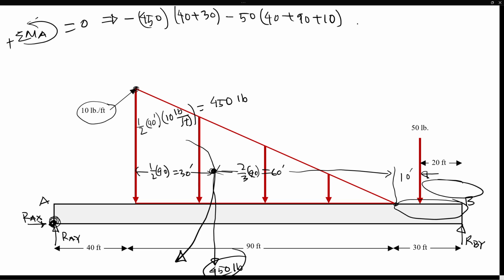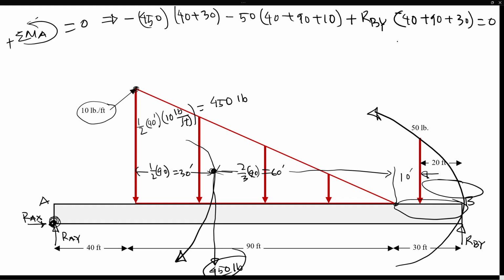Now we have the reaction at B, which will cause a counterclockwise moment. It's going to try to rotate this way with respect to A. So that's going to be a positive moment, RBY, and that is a total of 40 plus 90 plus 30 feet away from point A. Everything sums to 0. If you solve for BY, the reaction at point B, I calculated 241 pounds.